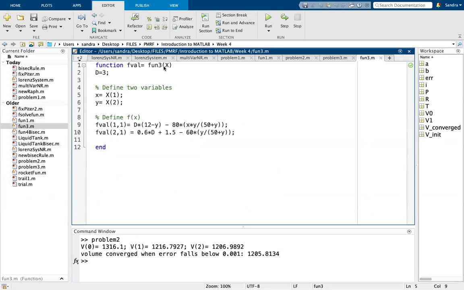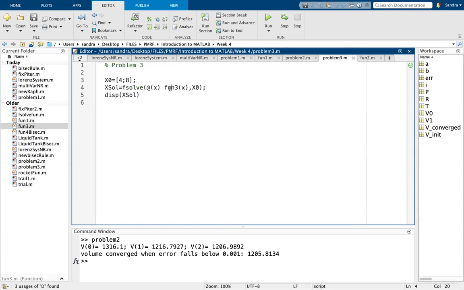So this is what the function does. It takes in a variable, and I'm taking the first variable to be small x and the second variable to be small y. D is a constant, so I'm just writing D equal to 3. And this is my first function. Remember, it has been written as a column vector, so it will be 1, 1 and 2, 1. One column, two rows. First function will be D 12 minus y 80 minus 80 xy divided by 50 plus y. Second function is 0.60 plus 1.5 minus 60 y divided by 50 plus y. So these are the two functions.